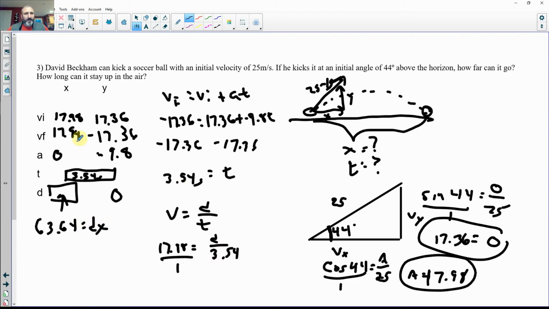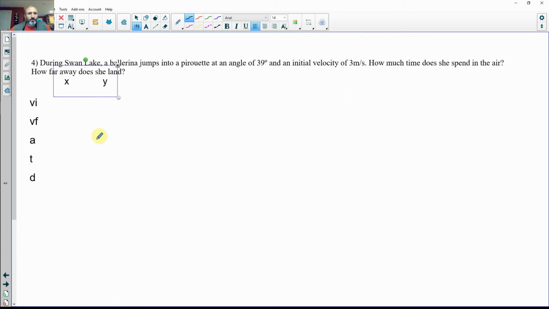Okay, so I hope that made sense. We're a little more than halfway done. Yay. During Swan Lake, a ballerina jumps into a pirouette at an angle of 39 degrees and initial velocity of 3 meters per second. How much time does she spend in the air? How far away does she land?